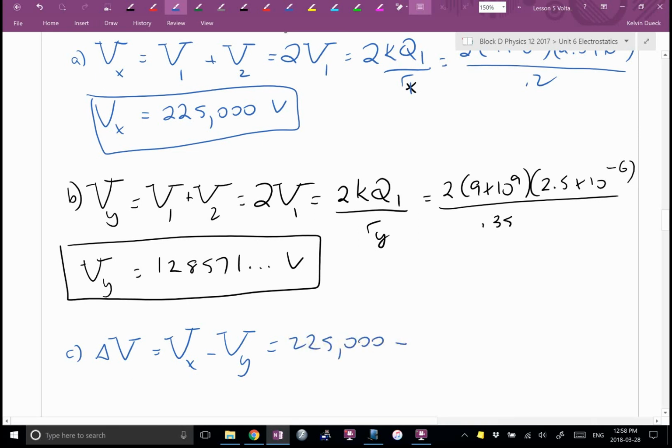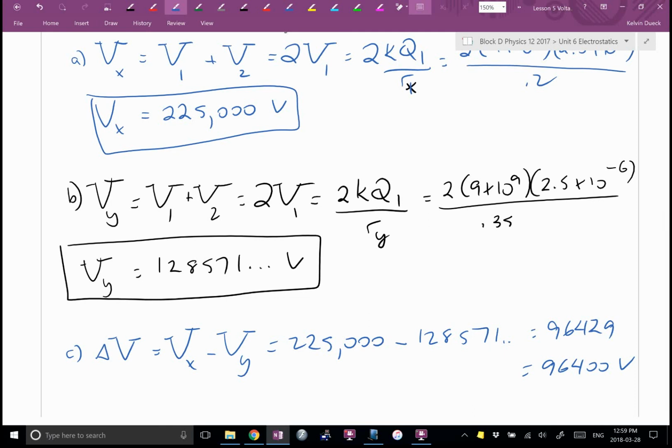So it's going to be 225,000 minus 128,571. What'd you get? What is the change in voltage, the potential difference that we're moving this charge through? 96,429. So I'll write 96,400, and that's voltage, but I'll carry that longer one there. So are you with me so far?